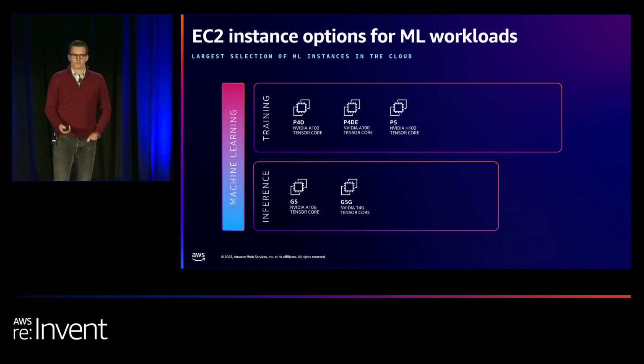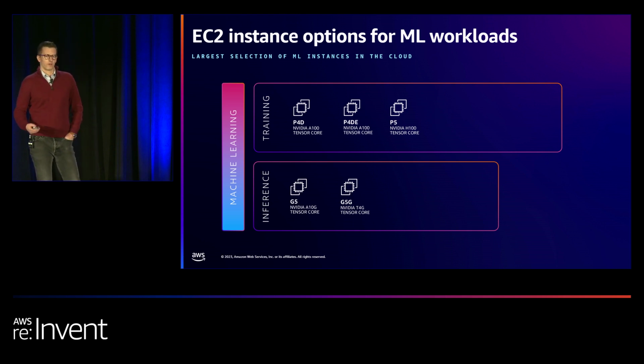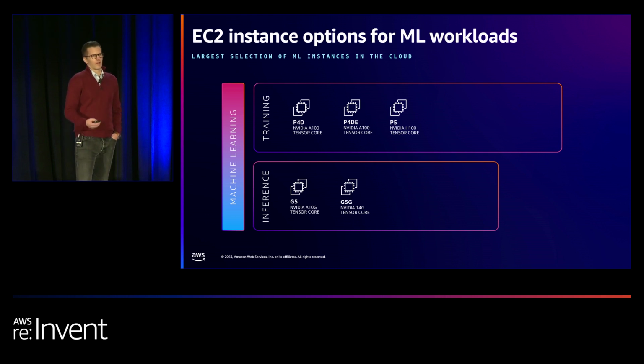The P5 instances are the instances that we currently offer through capacity blocks. We'll talk about this a bit more later. But these are the highest performing instances for deep learning that are currently available in EC2.